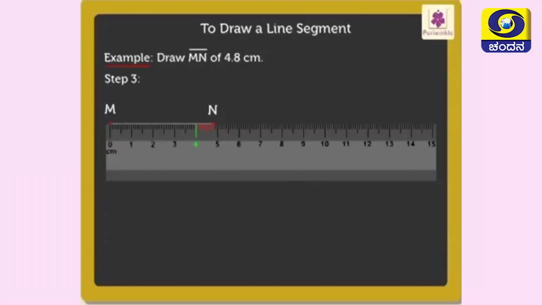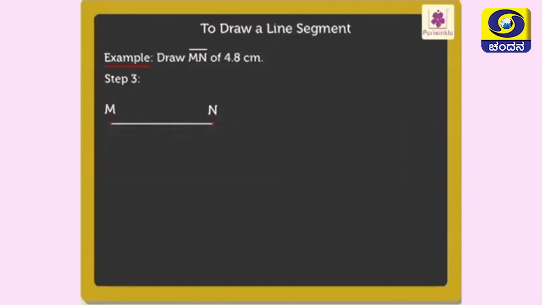Now, join the points M and N to form line segment MN and mark it as 4.8 centimeters. Now, let's solve another example. Draw a segment AB of 7.7 centimeters. Segment AB of 7.7 is drawn like this.